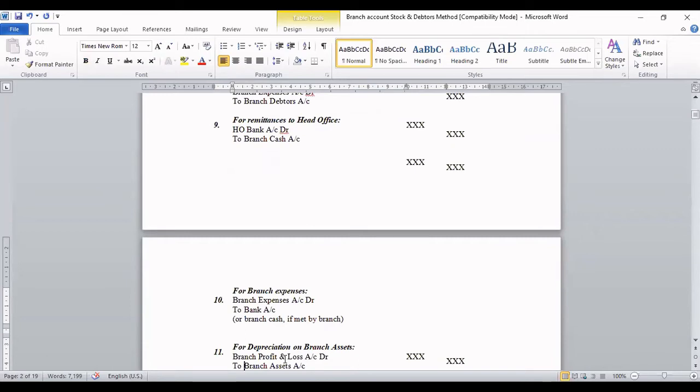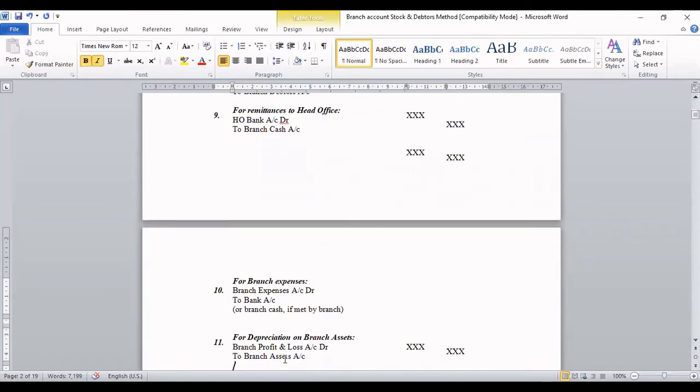Yes or no? Yes. When the branch is incurring expenses, then the entry will be branch expenses. Those expenses may include your commission, your salary, your rent and all. So we debit all expenses under branch expense account. So branch expense account debit to branch cash if the expenses are incurred by the branch, correct?